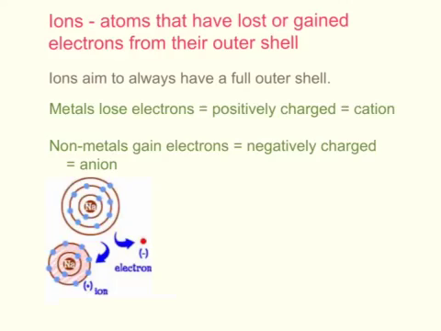A non-metal gains electrons to make a full outer shell. So therefore they become a negatively charged atom. And this is called an anion.